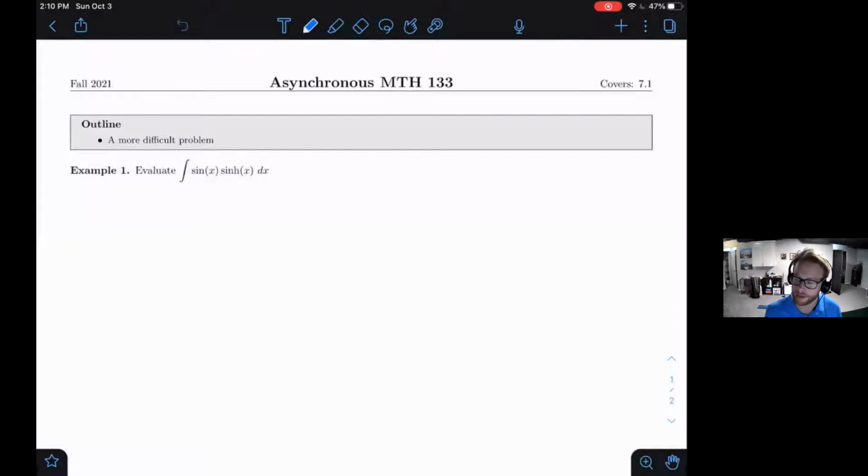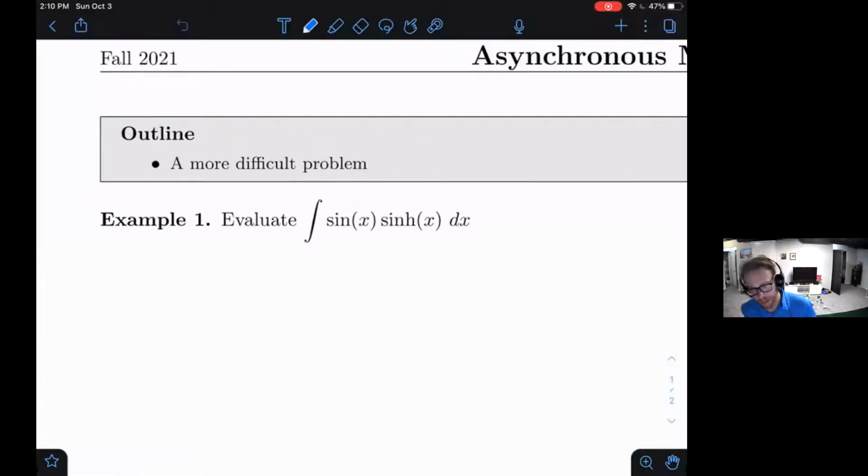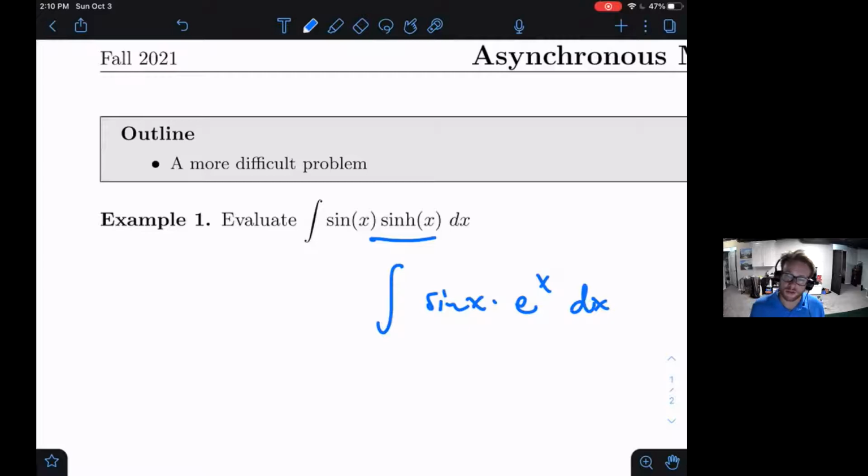Again, this is going to be a more difficult style problem, but 7.1 is covering integration by parts, right? So this is an integration by parts problem. And in fact, if you remember, these hyperbolic sine and hyperbolic cosine functions are really like these e functions, the exponential functions. Since here is e to the x minus e to the negative x, all divided by 2. And so you can think of this as similar to sine of x times e to the x. And we know that these are going to be these sorts of problems that wrap around on themselves. So that's what we're going to see here with this problem.